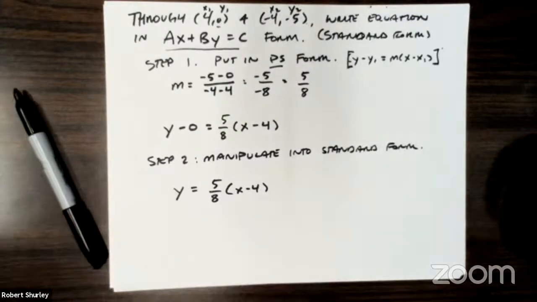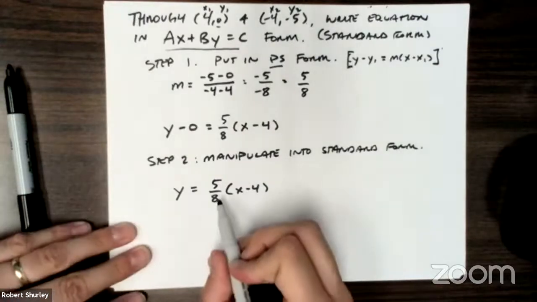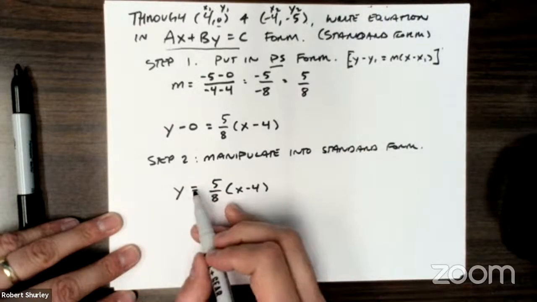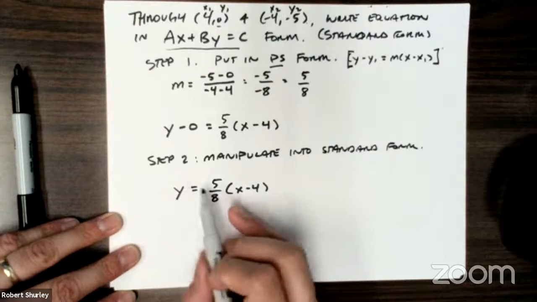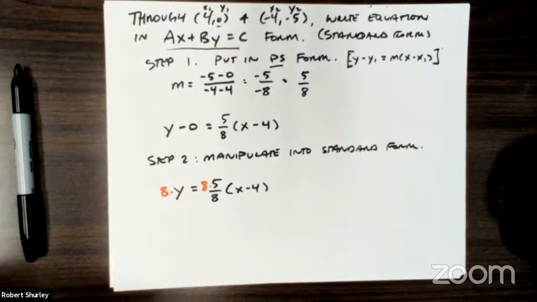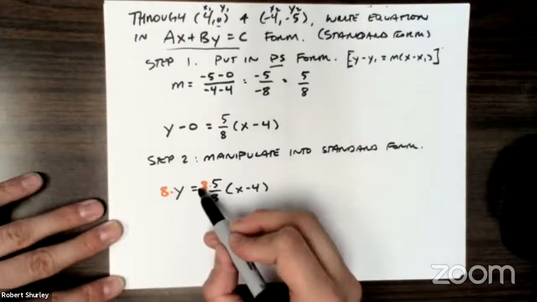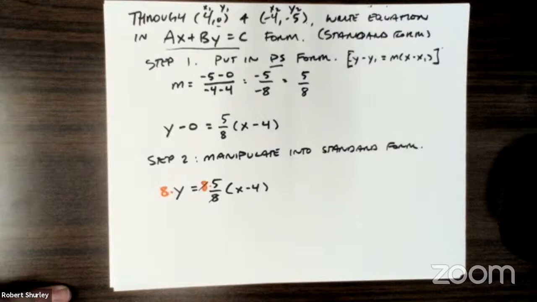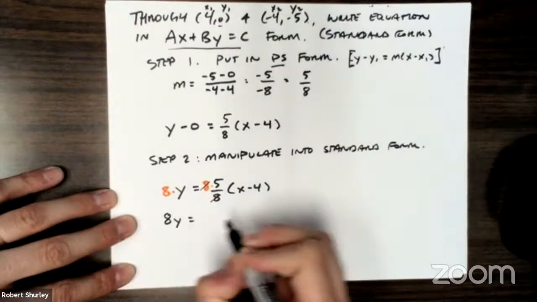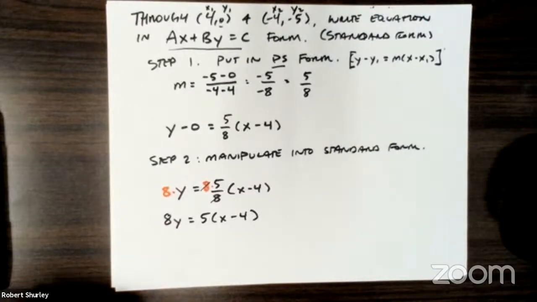Okay, so here's what we're going to do. If you've got a fraction, look at the denominator, and we're going to multiply both sides by whatever that denominator is. It's an equal sign, so as long as we do it on both sides, we're fine. Now notice this is all multiplication here, so when we do that, it cancels out that denominator. 8 divided by 8 is just 1, so it goes away. So we wind up with 8y equals 5 times (x minus 4). Yay! No fractions.